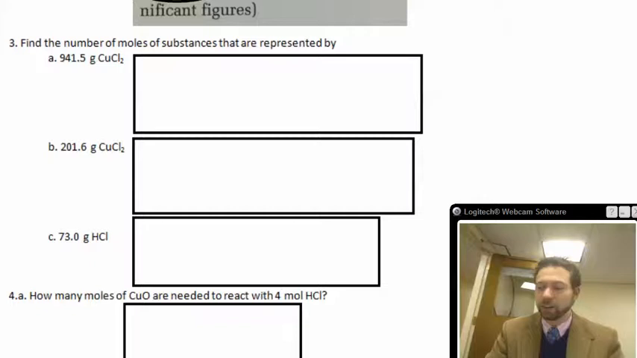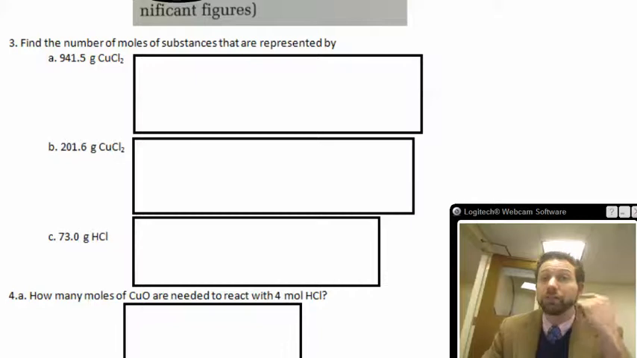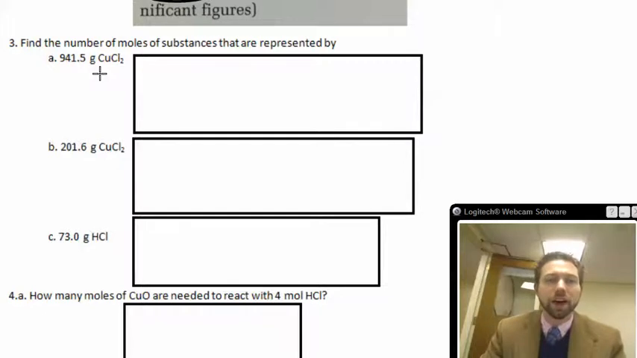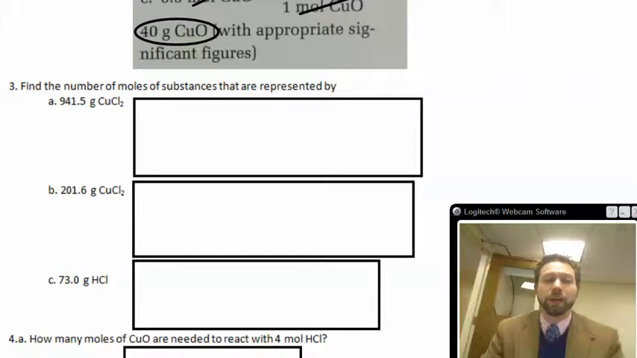Number 3, find the number of moles of substances that are represented by 941 grams of copper chloride. Now, how do we do that? How do we convert from grams to moles? We convert with a conversion factor. What's the conversion factor for copper chloride? Well, 1 mole of copper chloride, we just found out, is 134.45 grams.